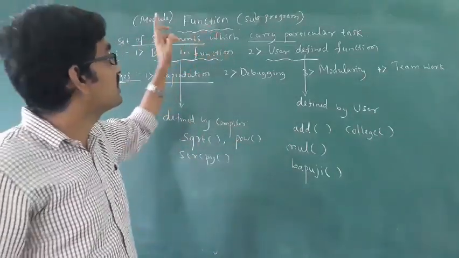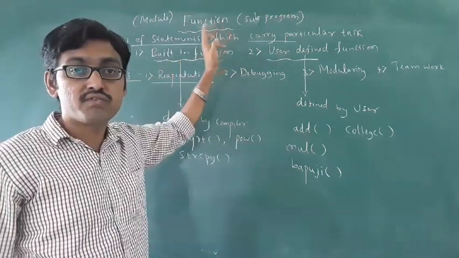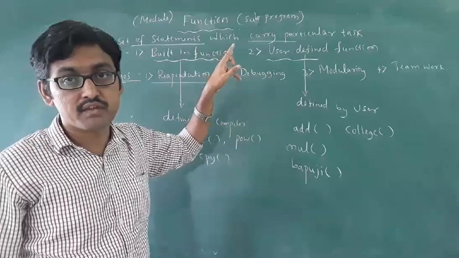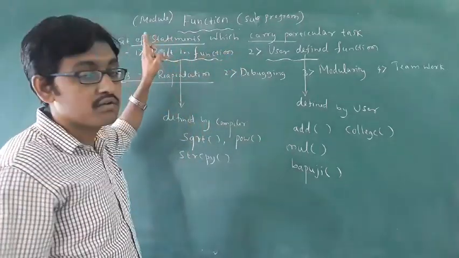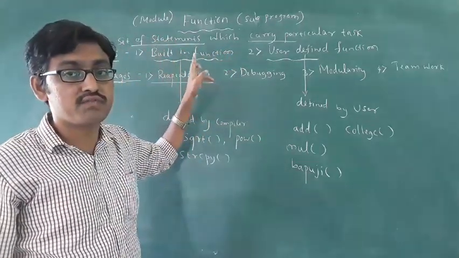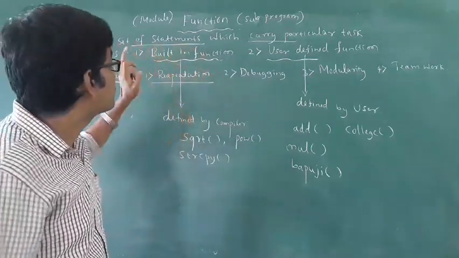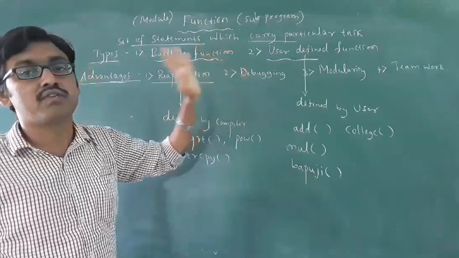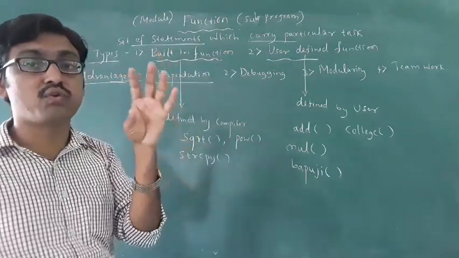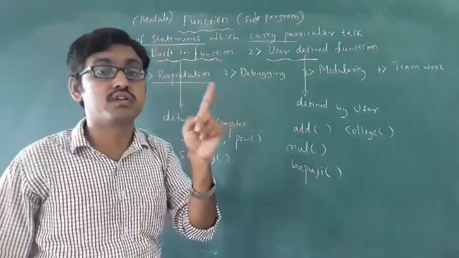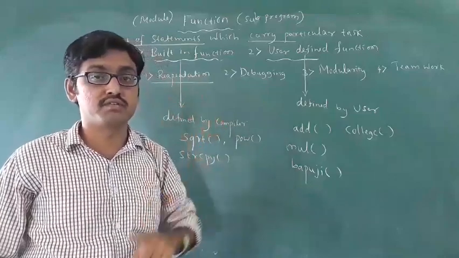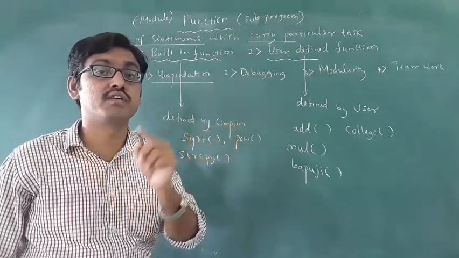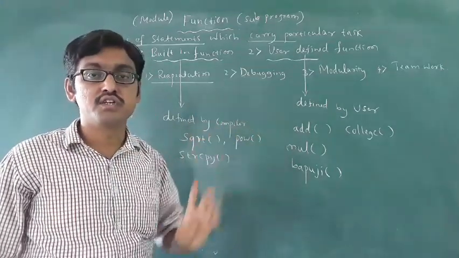First is what is a function, and what is another name for function. Another name for function is subprogram, or module. Then the definition of function. Then types of functions. There are 2 types of functions: built-in and user-defined functions. User-defined functions you have to use in the structure of C++. The last line is a user-defined function, that you have to study in this chapter.